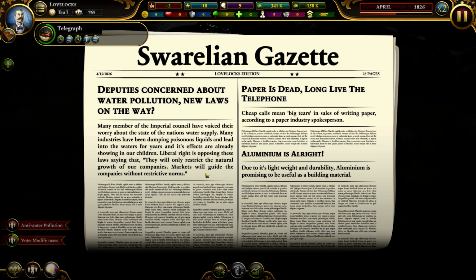Liberal right is opposing these laws, saying that they will only restrict the natural growth of our companies. Markets will guide the companies without restrictive norms. Paper is dead, long live the telephone. Cheap calls means big tears in sales of writing paper. According to a paper industry spokesperson, aluminum is all right. Sure is. Due to its lightweight and durability, aluminum is promising to be useful as a building material. Of course, we all know that's to be true.